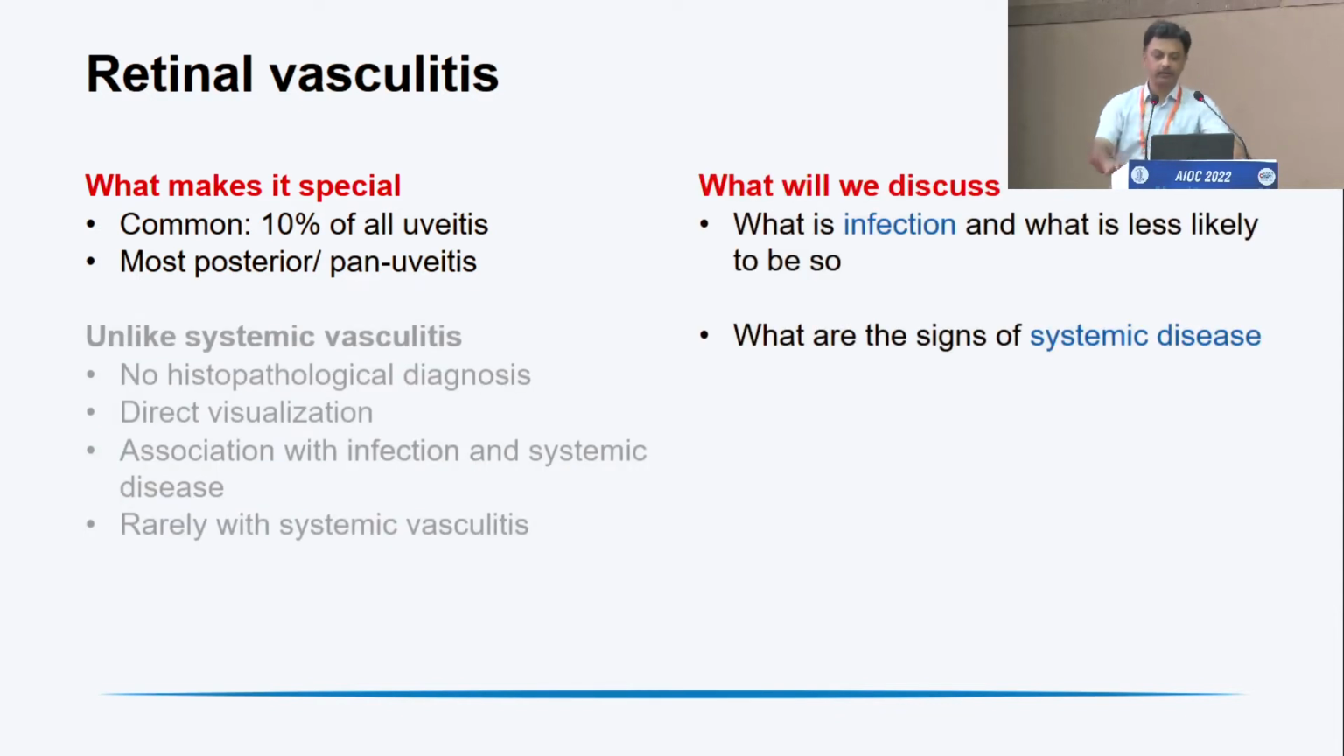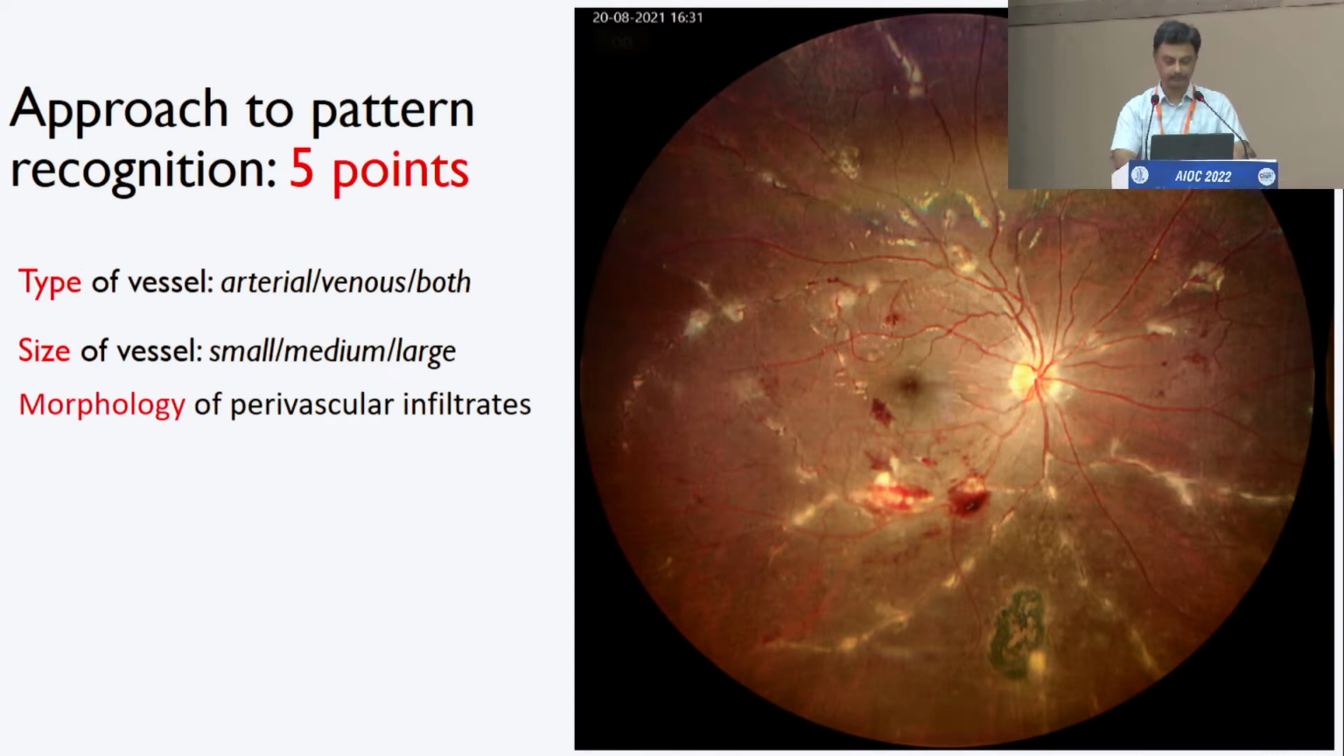So in this talk, we are going to discuss how infectious retinal vasculitis manifests, when it is less likely to be infectious, and what the signs of systemic disease are that can be found in association with retinal vasculitis. This is a brief overview of how you look at a patient who comes to you with retinal vasculitis.